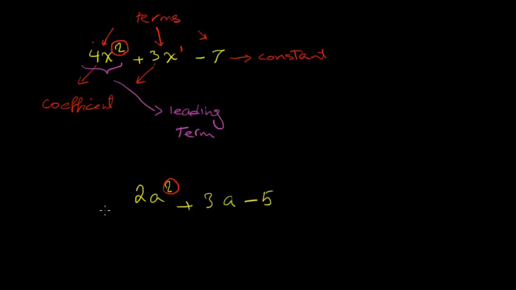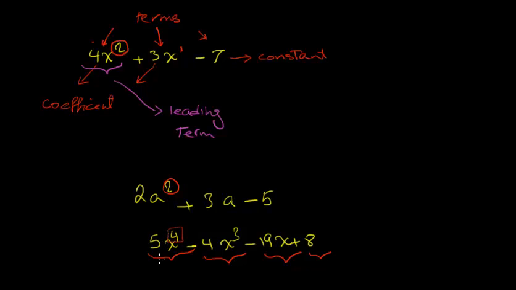Let's say we have 5x4 minus 4x3 minus 19x plus 8. This polynomial has 4 terms. By looking at the leading term, you could say that this polynomial is a 4th degree polynomial because the highest exponent of the leading term is 4.